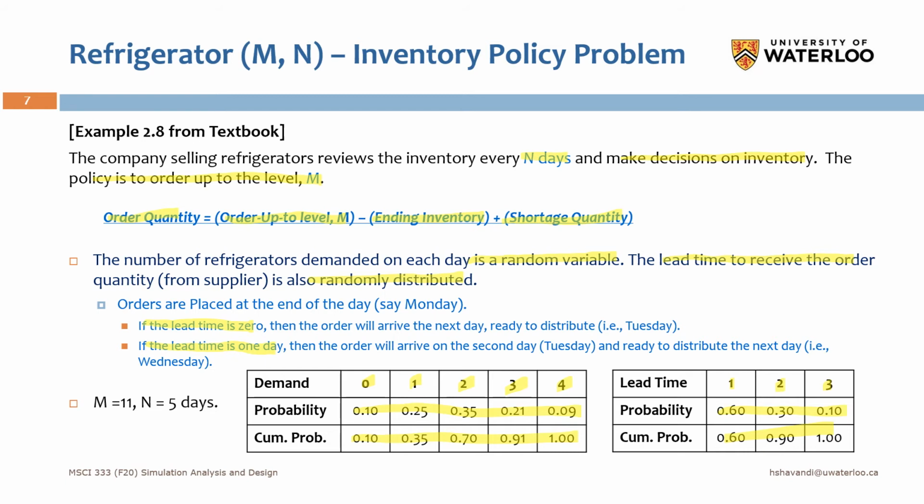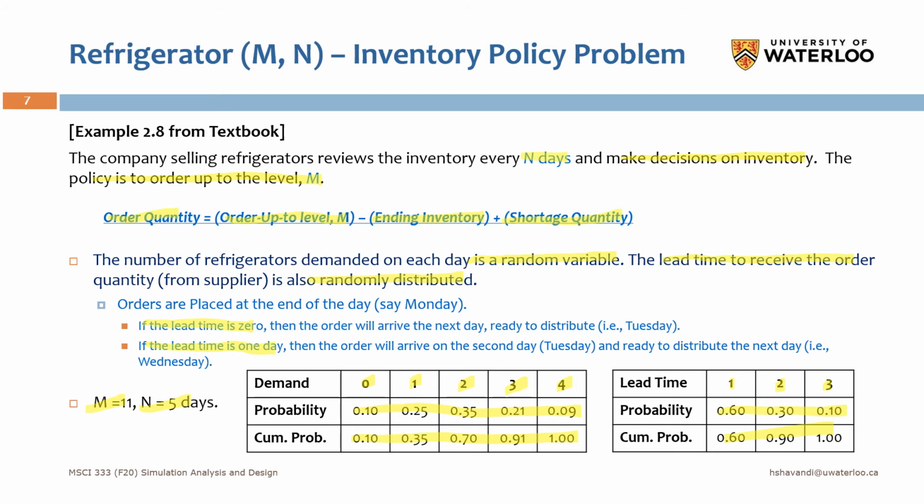Okay, because we are ordering at the end of the day, and that's the reason. Okay, so here we're going to simulate the system for having M as 11 and N as 5 days. Again, these are given here, right?